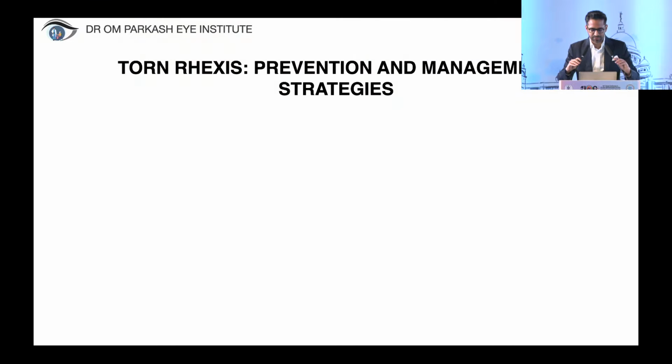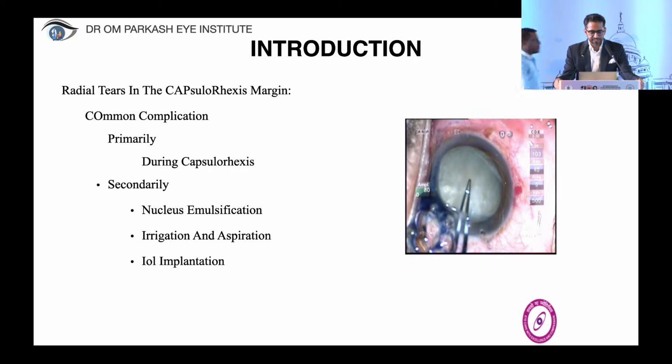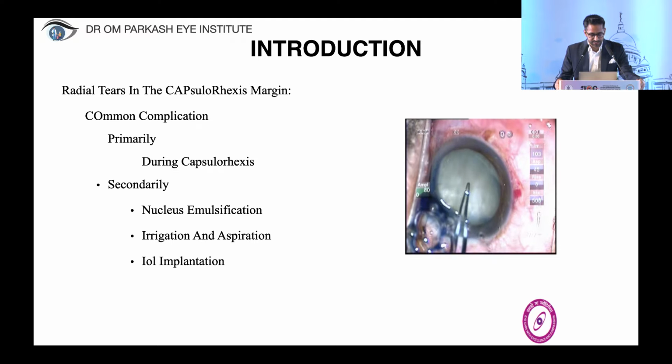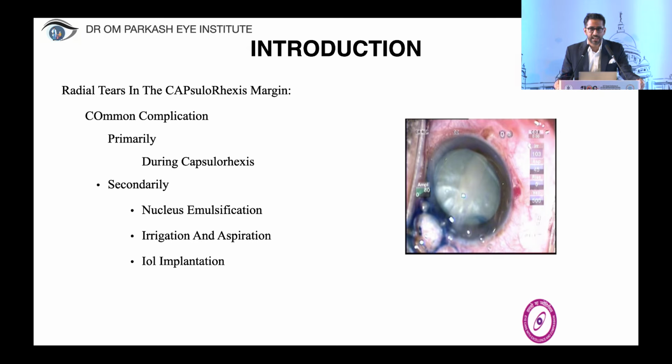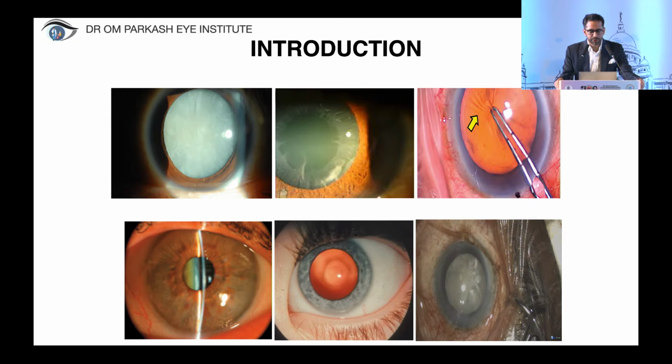So, good morning everybody. I will be talking on torn rhexis, its prevention and management strategies. So let's understand the radial tears in a capsular rhexis margin is a common complication. It occurs primarily during capsular rhexis or secondarily it can occur during any step in the phacoemulsification. So all of these are predisposing factors like a white intumescent cataract, pseudoexfoliation, weak zonules, shallow anterior chambers, high posterior vitreous pressure, pediatric cataracts, fibrotic cataracts. All these are predisposing factors for an anterior capsular tear.